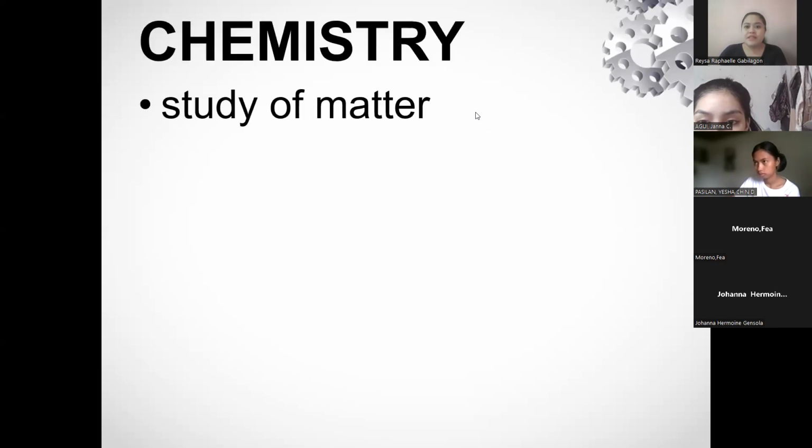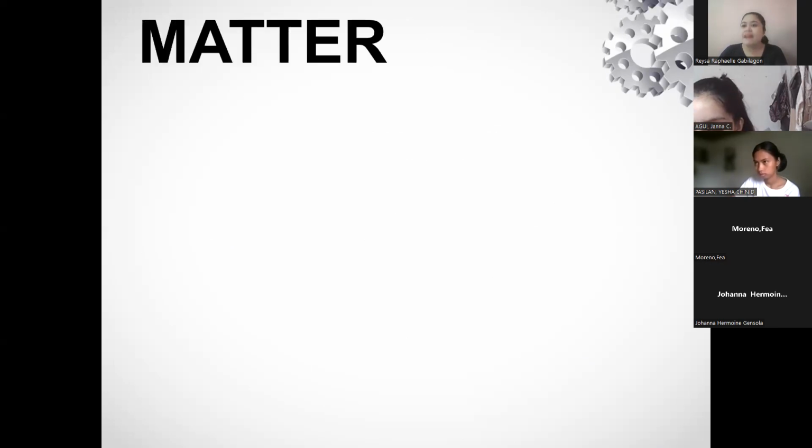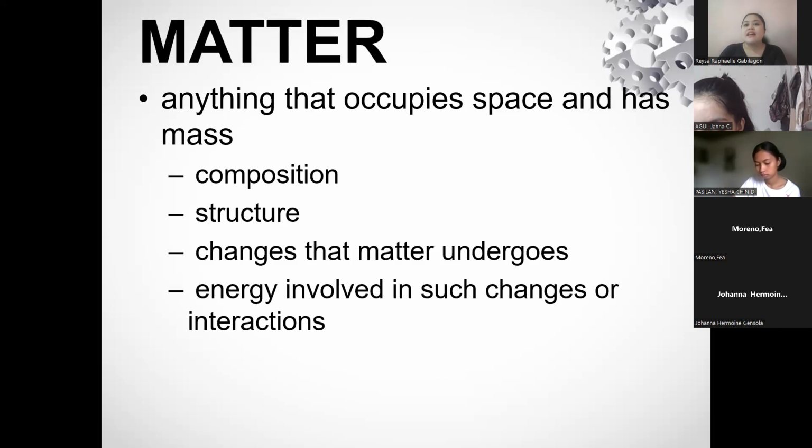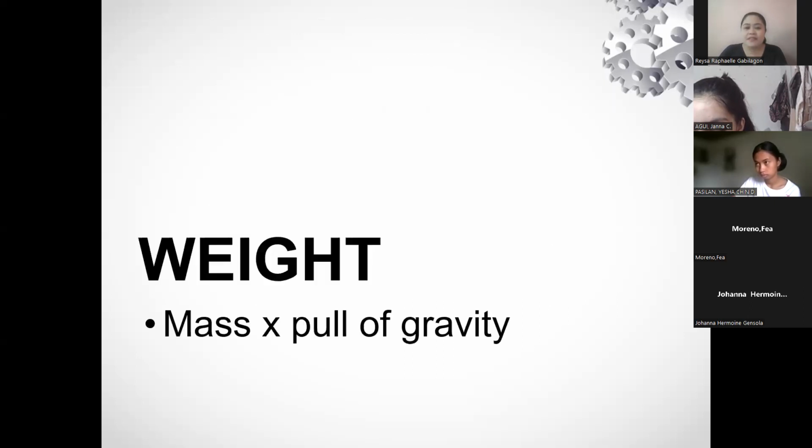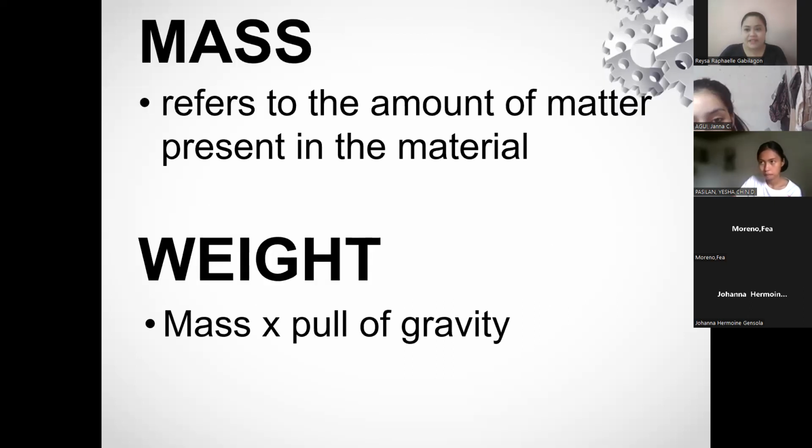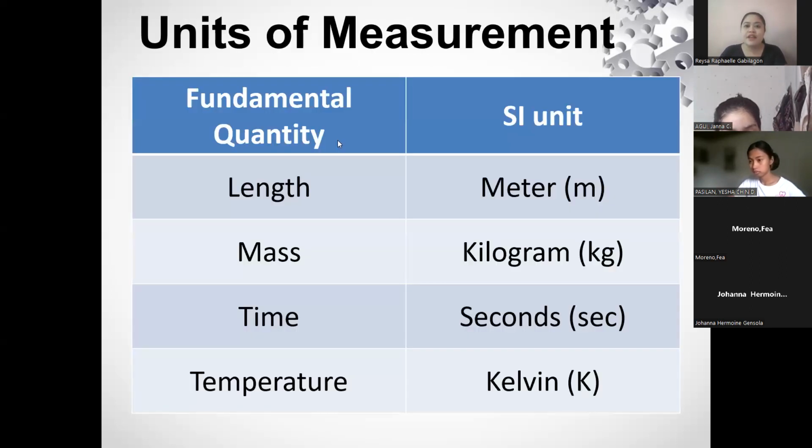So we defined chemistry last time. That's the study of matter. And when you say matter, it's anything that occupies space and has mass. When you say mass, it's the total amount of matter present in a substance or a material. However, when you say weight, there is the influence of gravity. Okay, that's the difference between mass and weight.